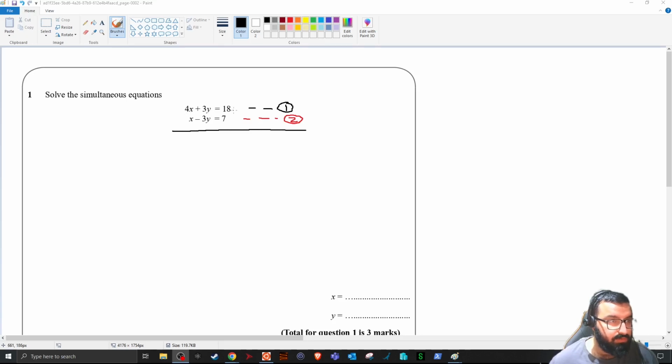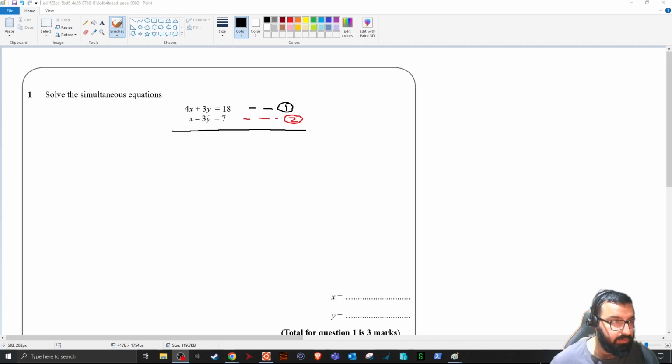So we have 4x plus 3y equals 18 and x minus 3y equals 7. One method would be for me to eliminate x and solve for y, and that's what I'm going to do. A much easier way would be for me to just eliminate y and solve for x, but I'll show you that much later on after we solve through this first method here.